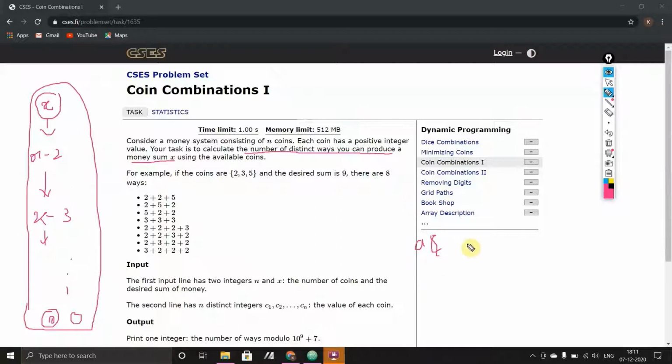Okay, so let A of I denote the number of distinct ways in which I can produce a money sum I using the available coins. In this case it is 2, 3, 5. In each problem it will be different. So A of I will be equal to what? Here I have 3 choices, right? I can either take a path in which first time I choose 2 from it, or I can choose x minus 3, that means first time I choose 3 from it, or I can choose x minus 5, first time I choose 5 from it.